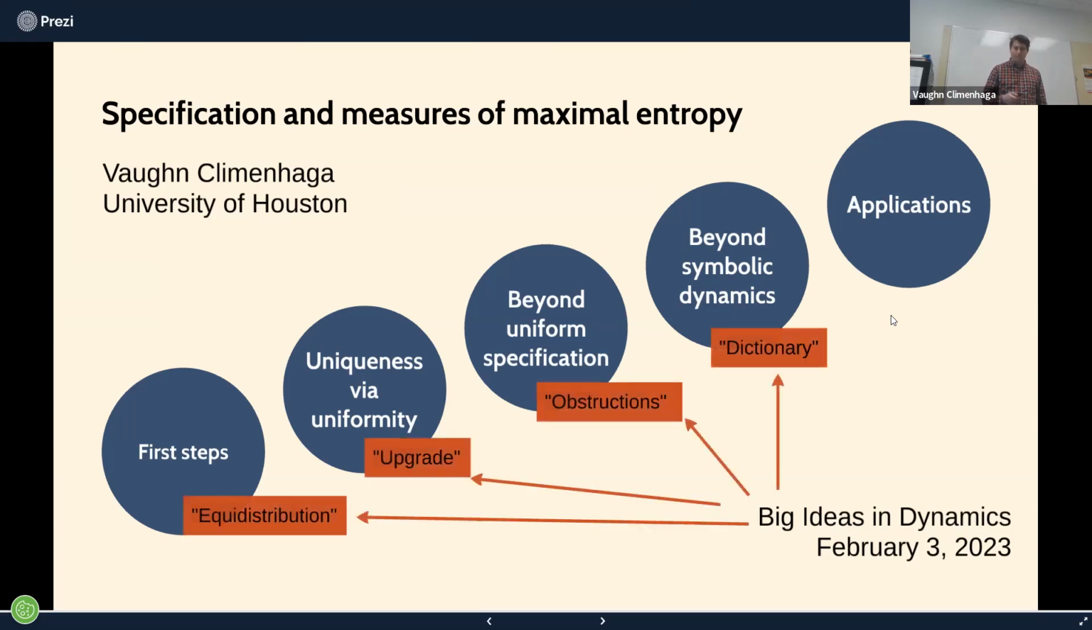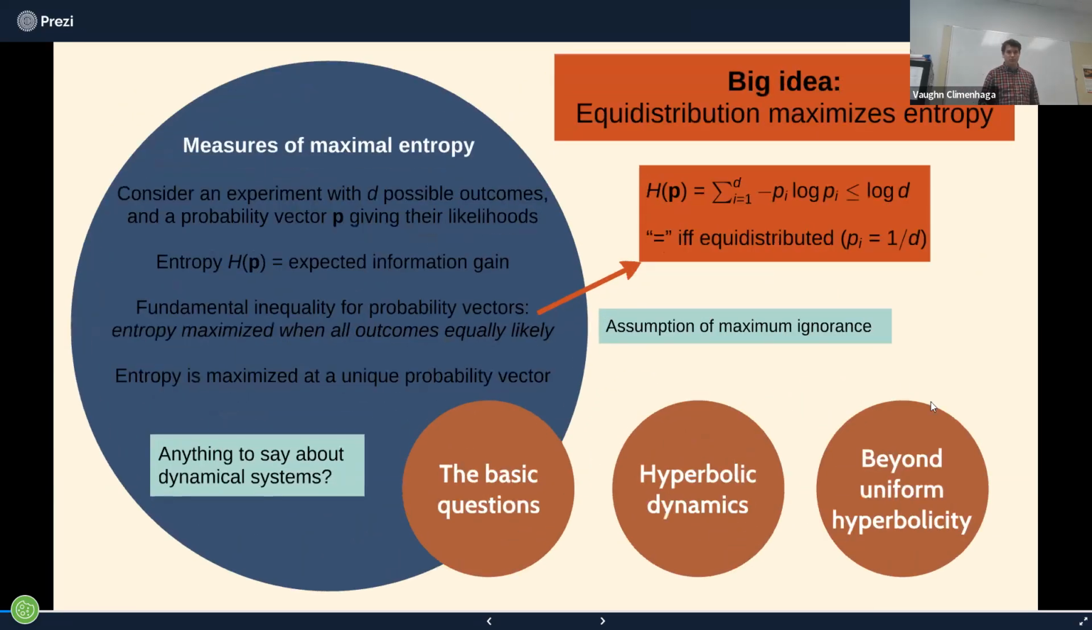So, big ideas. What are the big ideas? Well, in each of the first 4 sections of the talk, I've tried to identify one big idea, which is labeled here with a particular keyword. And in that section, I'll explain what that keyword is meant to indicate. So the keyword associated to the first section, the first step, is equidistribution. More precisely, this idea that equidistribution is the thing that maximizes entropy.